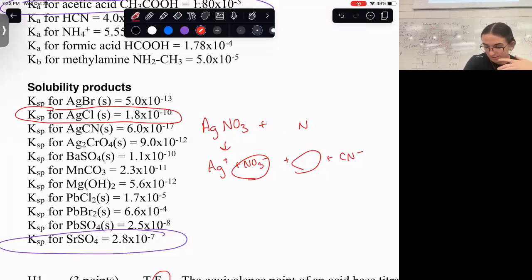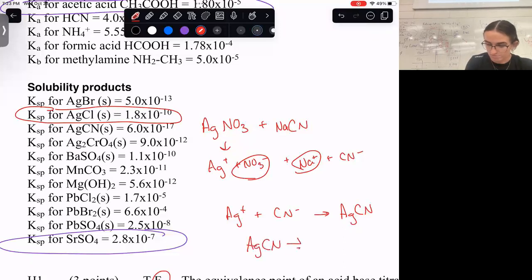So if you did sodium cyanide, this would be Na plus. So sodium and nitrate will always stay soluble. They're just spectator ions. You could just ignore them. So the net ionic equation would just be Ag plus and CN minus form AgCN. So your solubility is just the reverse of this, where AgCN is partially dissociating into Ag plus and CN minus.